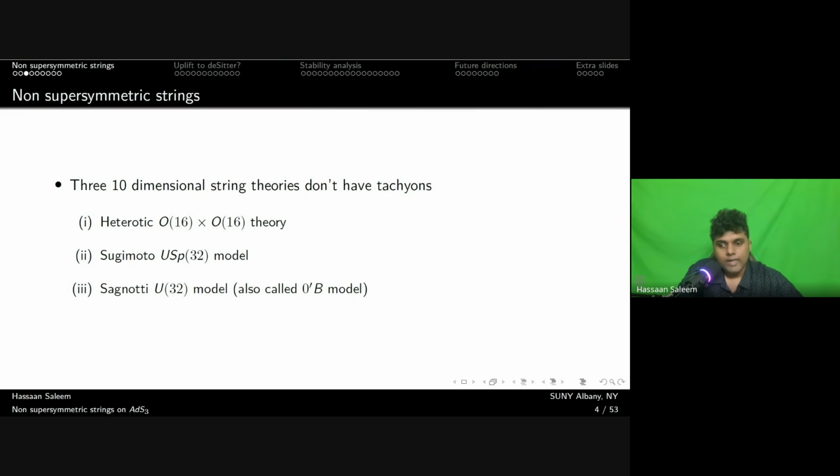Now, there are 10 known non-supersymmetric theories that don't have tachyons. One of them is called the heterotic O(16)×O(16) theory. This came out in the late 80s. And then there are 2 or more theories, which are called open or orientifold theories. They're called the Sugimoto model and the Sagnotti model. So in this talk, I'm going to talk about this first theory, the heterotic O(16)×O(16) theory. It doesn't have any open strings. It only has closed strings.